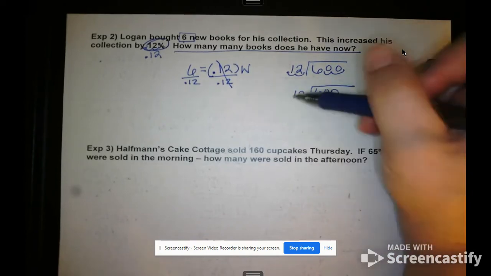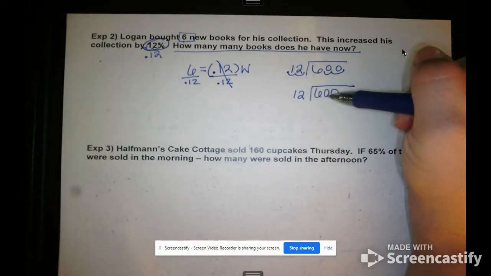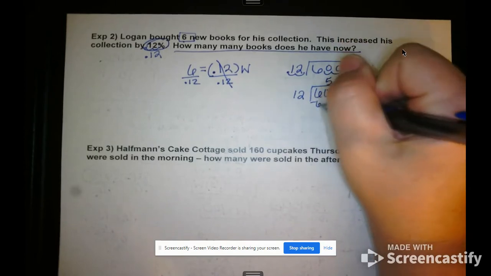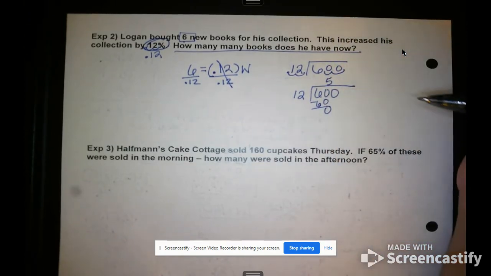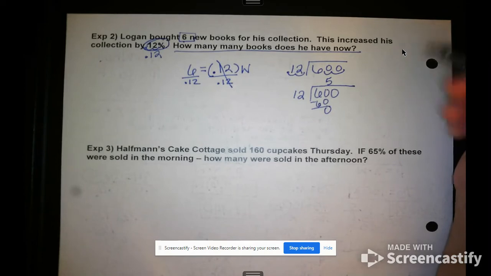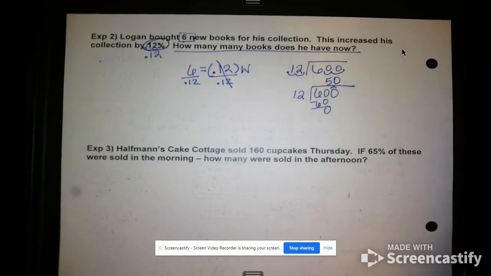Can 12 go into 60? Yes. How many times? 5 times. What do I do with the 0? Bring it up. 50. W equals 50.